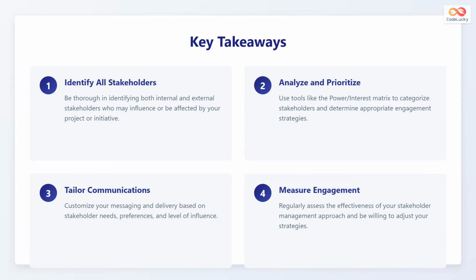To summarize, here are the key takeaways from this presentation. 1. Identify all stakeholders. Be thorough in identifying both internal and external stakeholders who may influence or be affected by your project or initiative. 2. Analyze and prioritize. Use tools like the power or interest matrix to categorize stakeholders and determine appropriate engagement strategies. 3. Tailor communications. Customize your messaging and delivery based on stakeholder needs, preferences, and level of influence. 4. Measure engagement. Regularly assess the effectiveness of your stakeholder management approach and be willing to adjust your strategies as needed.